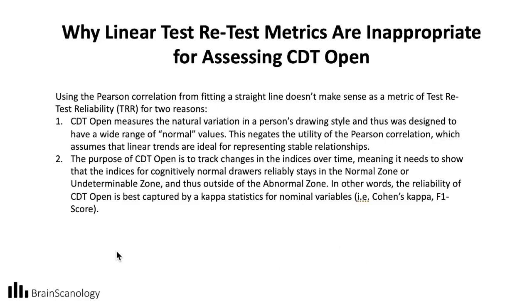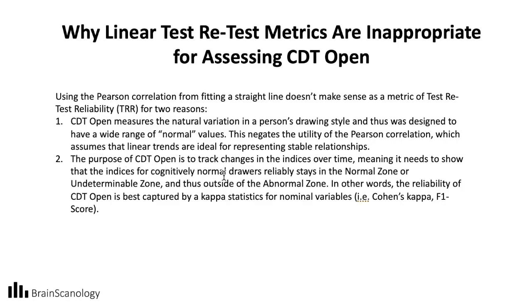I'd like to discuss why we did not choose a linear method when calculating test-retest reliability. The first reason is because I designed CDT Open to measure the natural variation in how a person draws clocks. And thus I define the normal range for these indices to have a wide range of values. And this negates the usefulness of the Pearson correlation, which assumes that linear trends are the ideal way of representing stable relationships. Now, if I had designed the normal ranges to be from 1 to 5 or from 1 to 100, then yes, the Pearson correlation would be effective. But in this case, it is not.